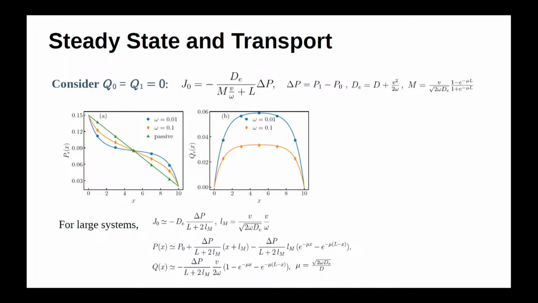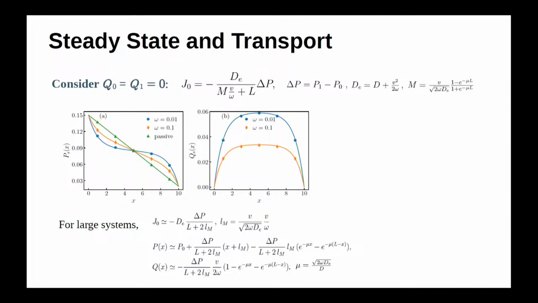If you look at the distribution and magnetization profile, this is the distribution. Two reservoirs are throwing in particles and particles are also getting absorbed into the reservoir. Apparently this is not really a linear profile as we usually get, but this is for a small system.